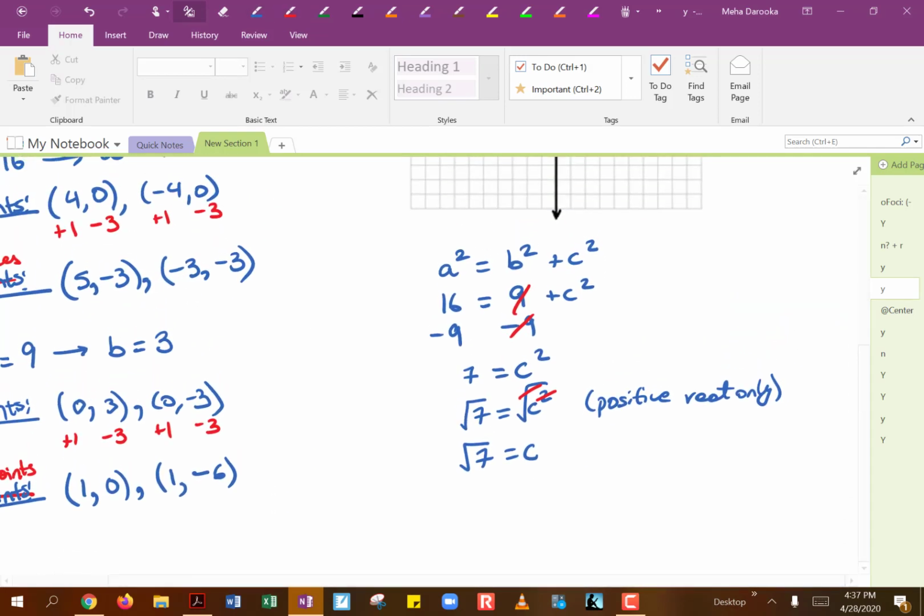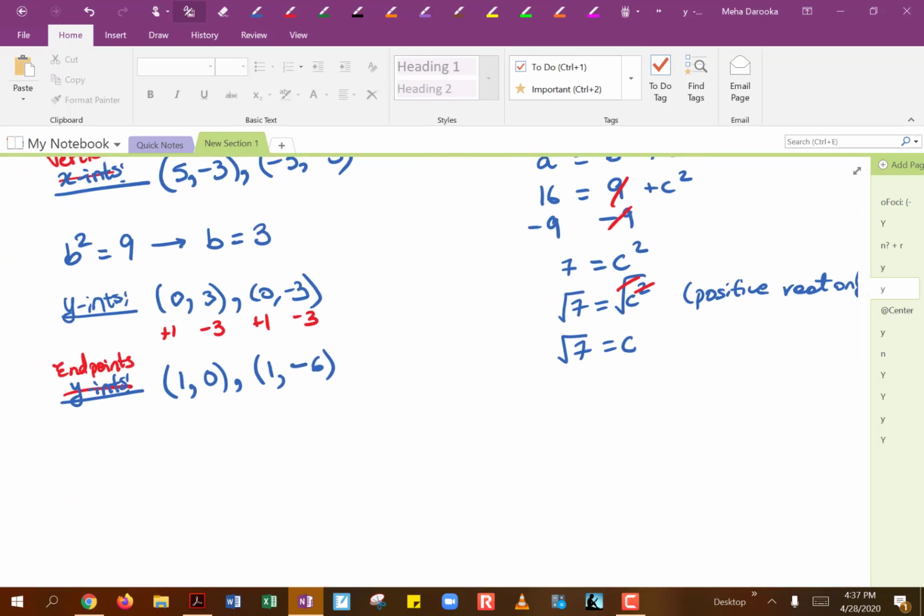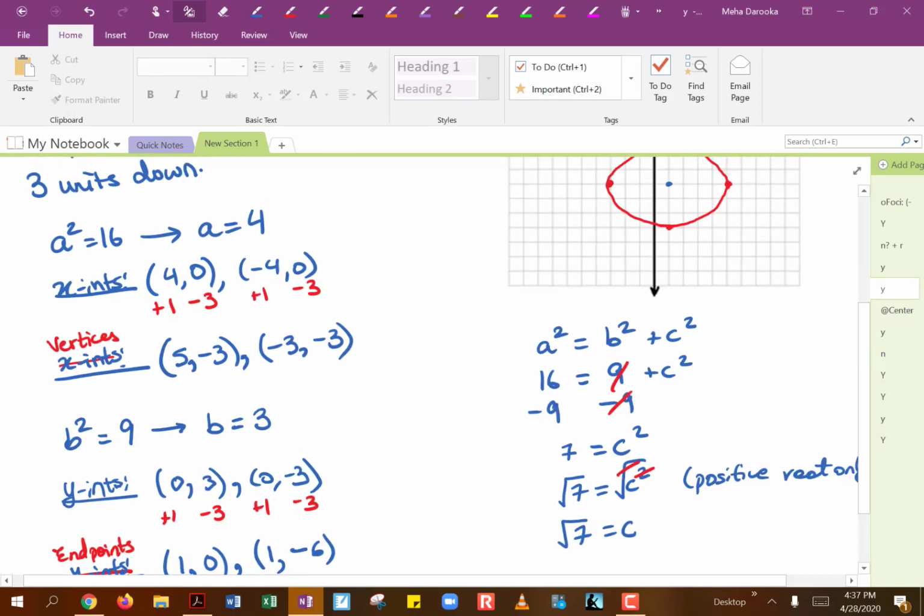Okay, but remember, this would be with respect to the original function or original graph when we were centered at 0, 0. So the original foci would then have been at, sorry, we were horizontal, so that would have been square root of 7, 0, and negative square root of 7, 0, right?